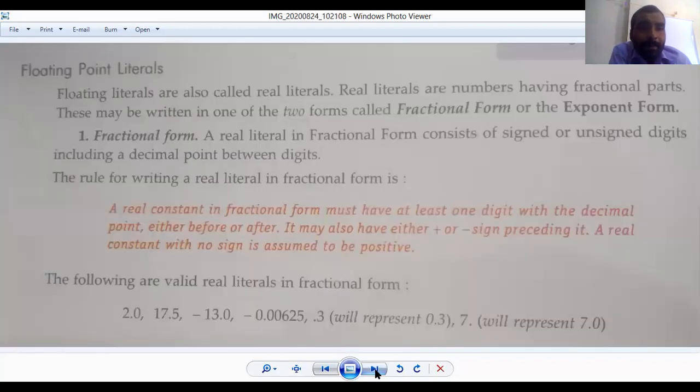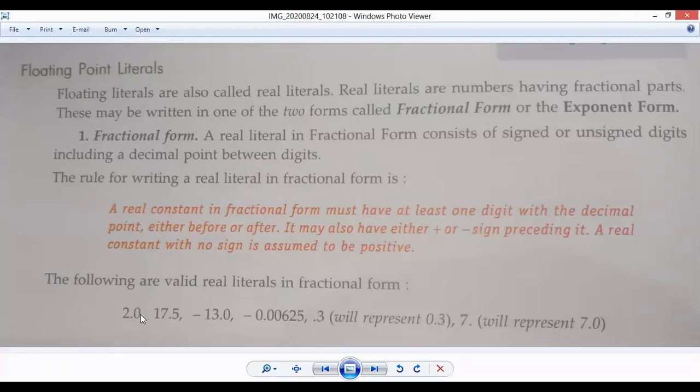Further, we have floating point literals. Floating literals are also called real literals, real numbers, or real constants, meaning a constant which has a value with a decimal point. Like 2.0, 17.5, minus 13.0, 0.3, or 7.0. These are all real constants, real literals, or floating point literals.